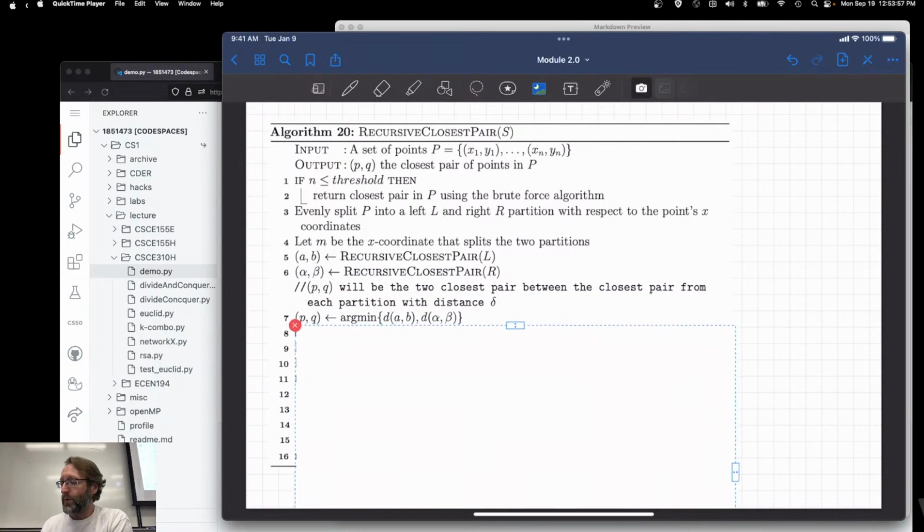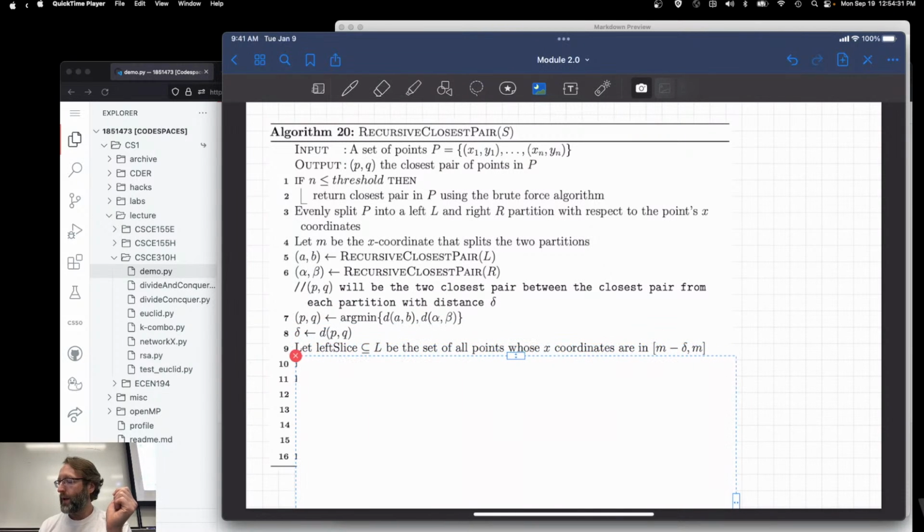So in other words, I'm going to do an argmin. Are we familiar with that? The minimum between these two, but then I want the argument of it. So this is 0, this is 1. If the minimum is 1, it gives me 1. If the minimum is 0, it gives me 0. In other words, whatever distance this is, if this distance is less, then PQ takes on the value AB. If this distance is less, then PQ takes on the value alpha beta. And then I compute delta, which is the distance between P and Q.